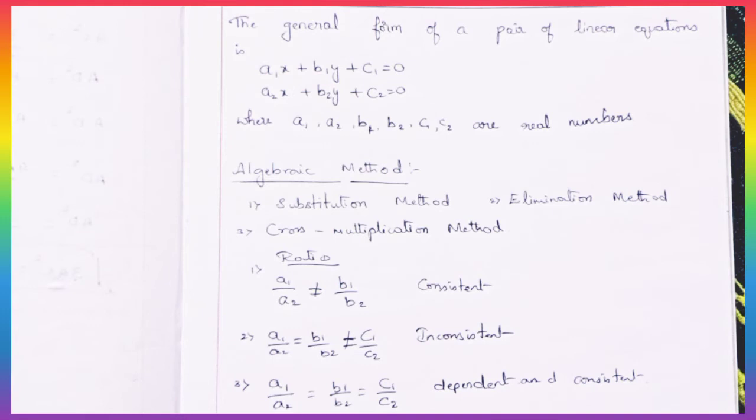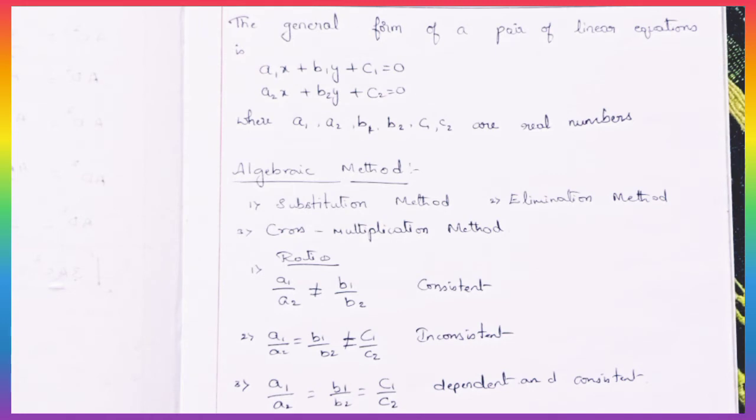Substitution method. What do you mean by substitution method? We know that in the given equations there are two variables, x and y. So we will find the value of x. Then we will substitute that value in one of the equations to find the value of the other variable. Once we get the value of the first variable, we can find the value of the second variable. So substituting a value for one variable is called the substitution method.